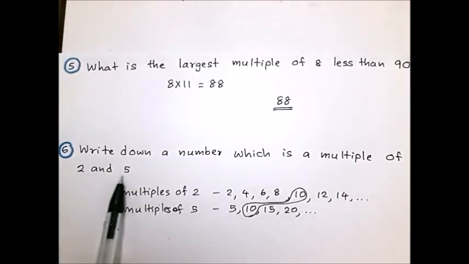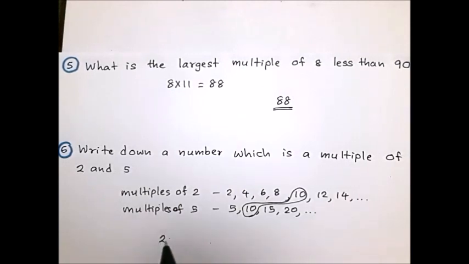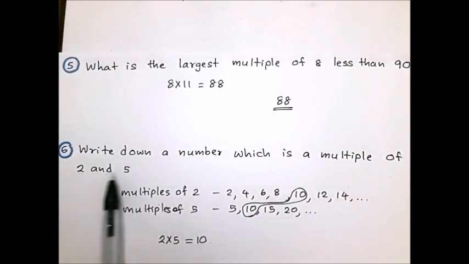But you can write this answer using an easier method. 2 multiplied by 5. The answer is 10. When you have to write a multiple of 2 and 5, you can multiply these two numbers and obtain the answer. This is the easiest method. Here the answer is 10.